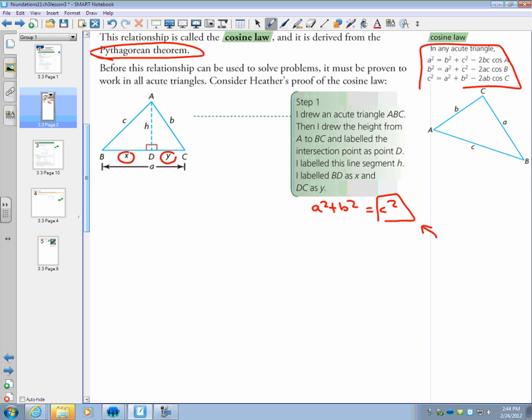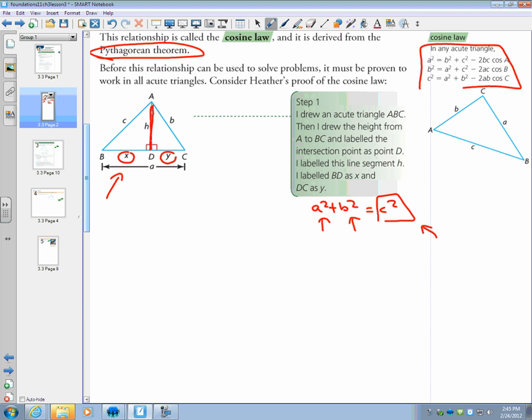Okay, so just like we did for the sine law, let's set up expressions for H. Can we substitute H for A, B, or C in Pythagoras? We can only substitute H for A or B, and that's because it is not the hypotenuse, it is a leg. So let's look at this triangle over here.